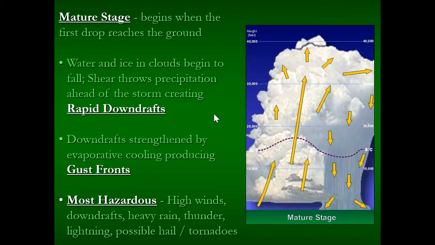The mature stage is the most hazardous stage of the thunderstorm because this is where you have all the high winds, the downdrafts that we just talked about, heavy rain, lightning, and thunder, and then possible hail and tornadoes, depending on how strong the storm is and how much warm, moist air is feeding it.